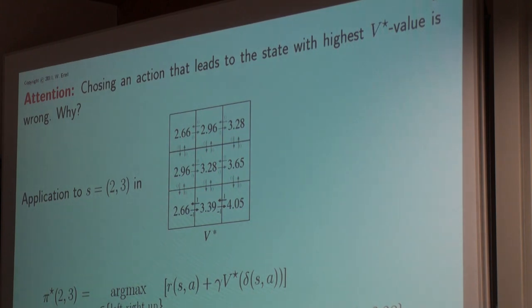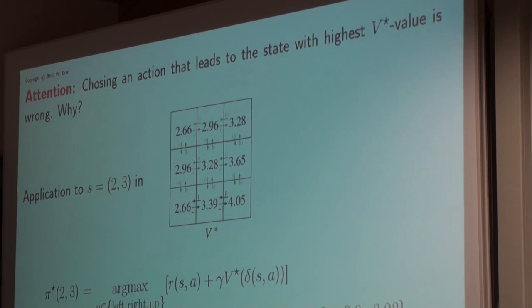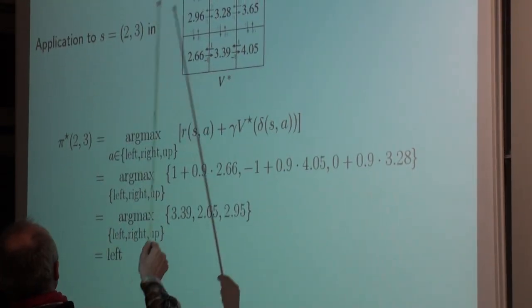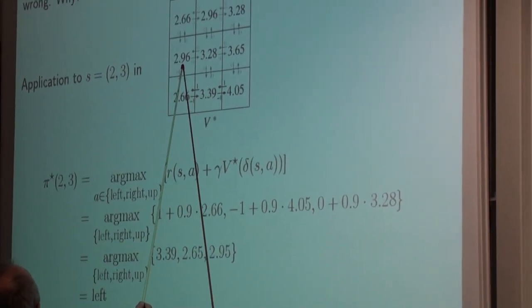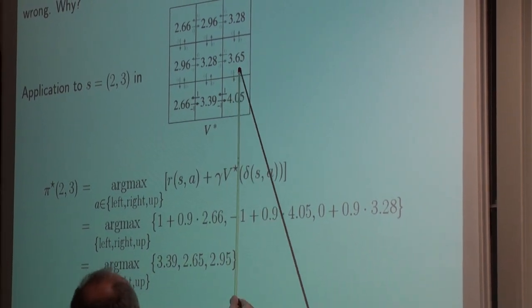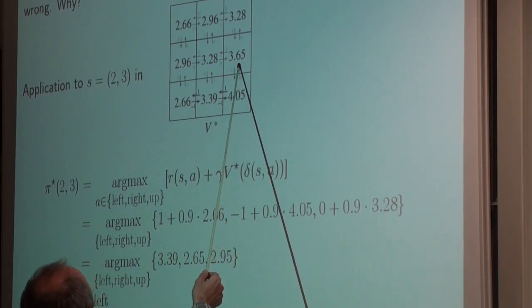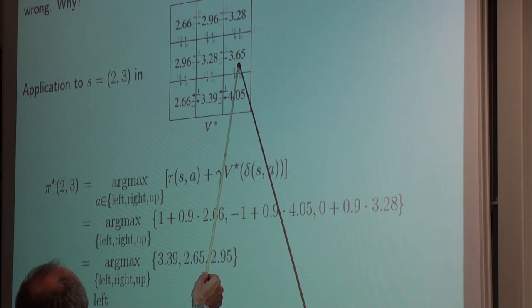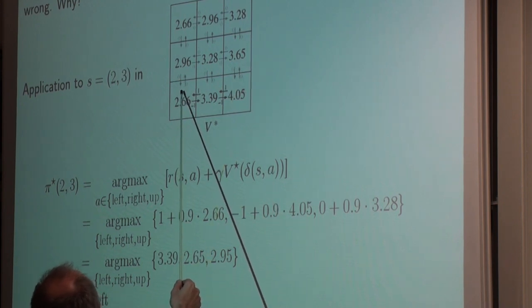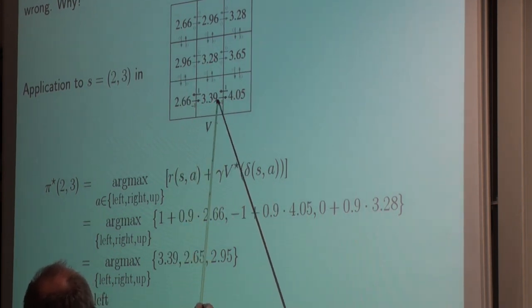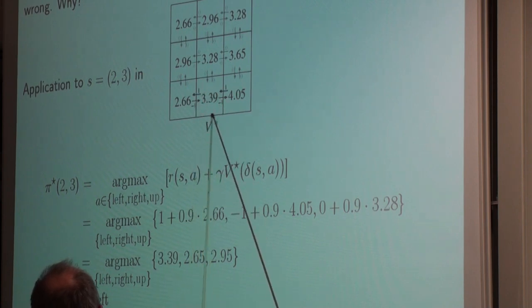I mean, here we have this computation again. Pi star of 2, 3. So I'm in line number 2 and column number 3. Is that correct? No. Sorry, this is column number 2 and line number 3. It's in this state, yes.